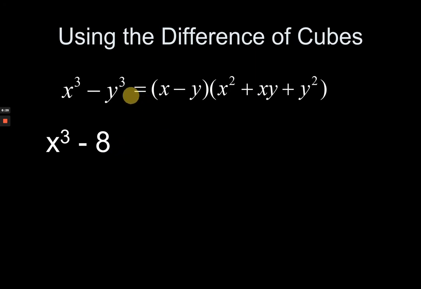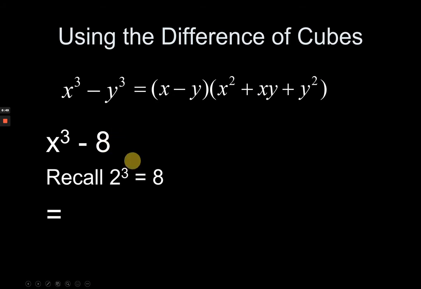How do we factor this? Well, we are looking for the cube roots. x cubed has a cube root of x, y cubed has a cube root of y. What is the cube root of 8? Going back to your table, recall that 2 cubed is actually 8. 2 times 2 is 4, 4 times 2 is 8. Therefore, the cube root of 8 is 2.